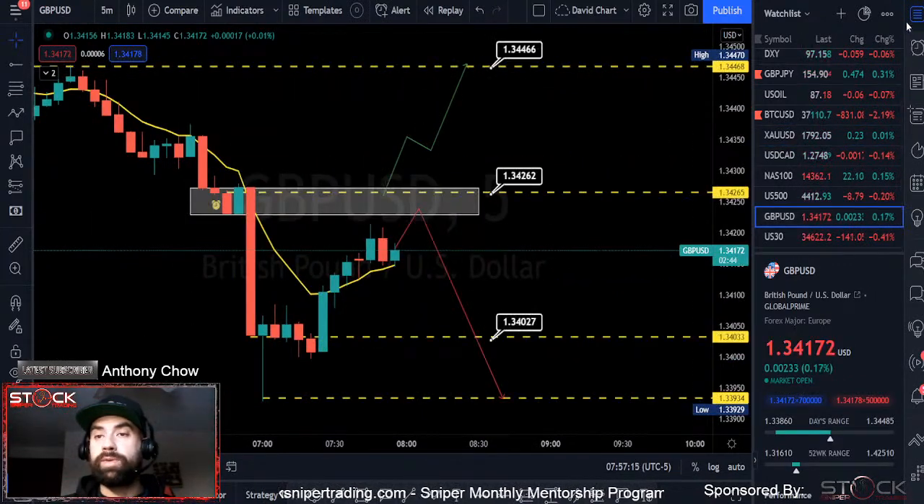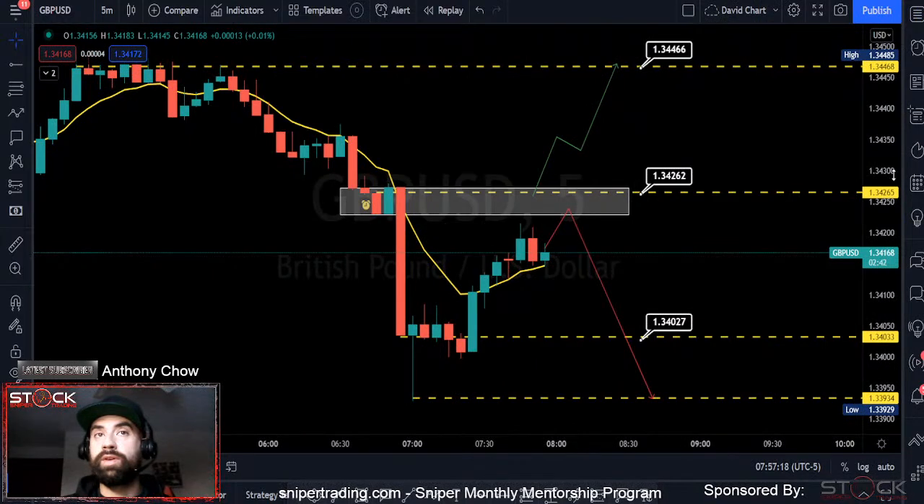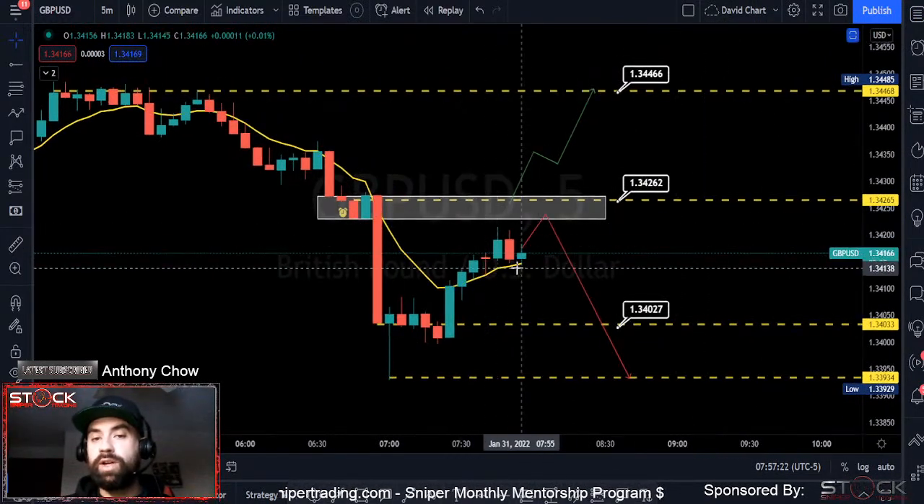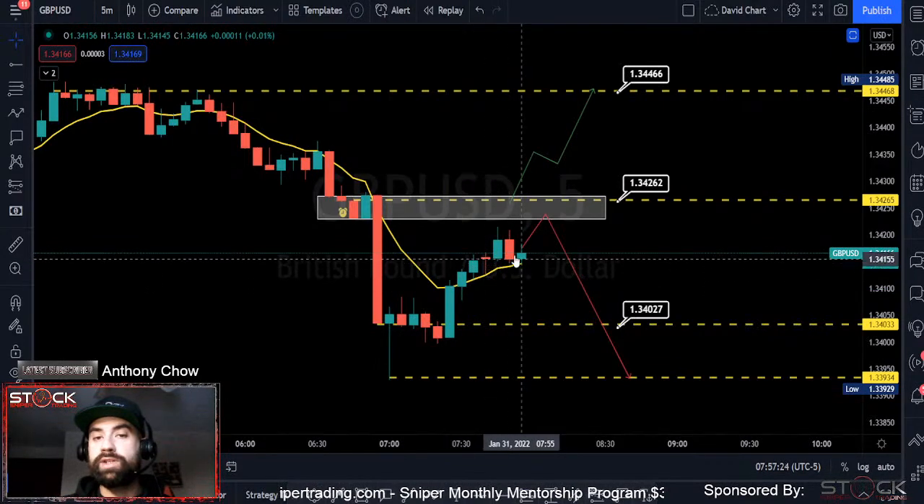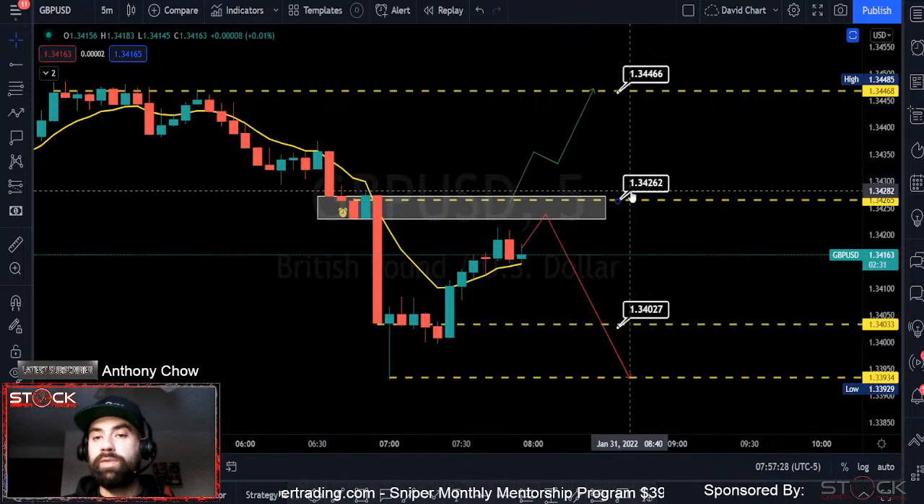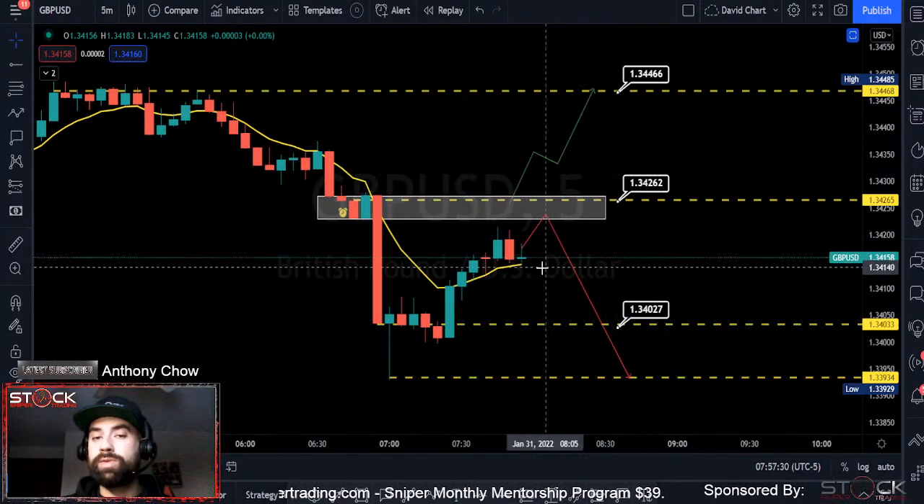All right, and look what's happening with GBP. You can see we're getting a little bit of sell-off here. Moving average is holding nice resistance. Okay, but price has not made it above here. It's not made it above 34262. It hasn't even come close.